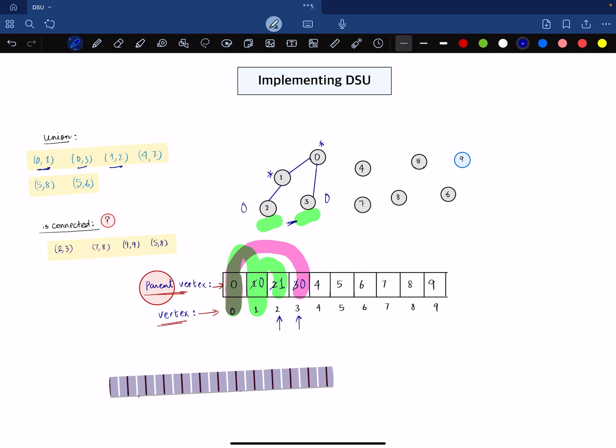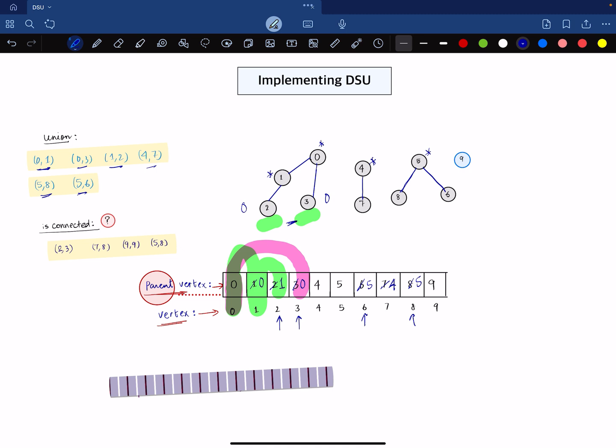Okay. Now let us try to union 4 and 7. We union like this. We come to 7 and we change the value to 4 because 4 is the parent for 7 now. Hey, let us union 5 and 6. So we union 5 and 6, something like this, and we consider 5 as the parent for 6. We come to 6 and we change its value to 5. We union 5 and 8. We consider the parent of 8 to be 5. We come to 8. We change the value to be 5.